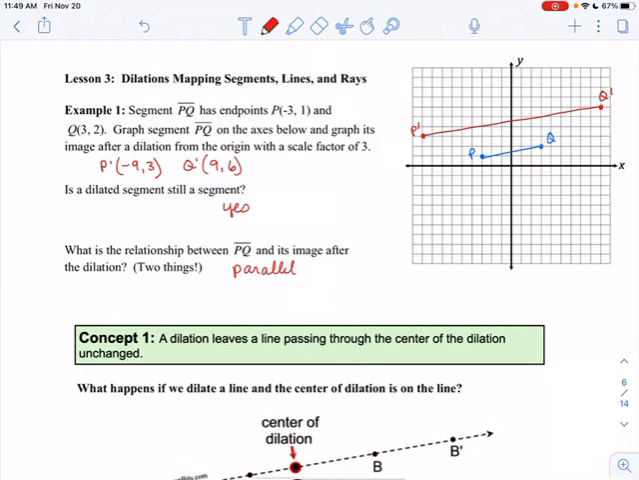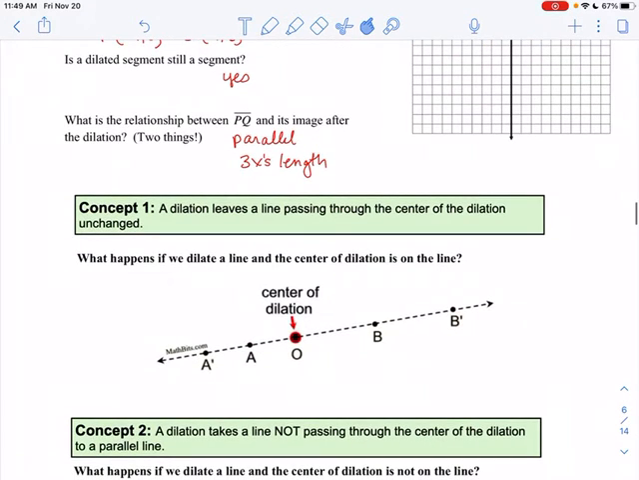They're not going to intersect. And it's 3 times the length. That's because I multiplied by 3, but if I took out a ruler and measured PQ and I measured P prime Q prime, it would be 3 times as big. So here's the first concept.